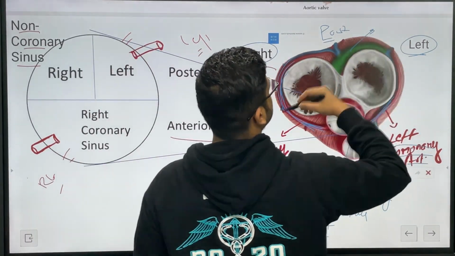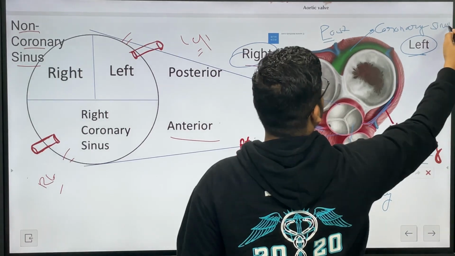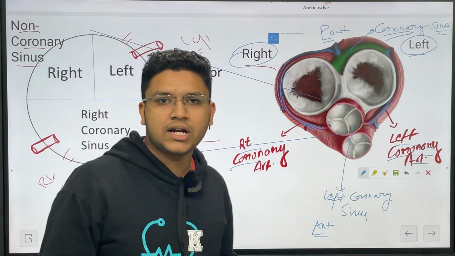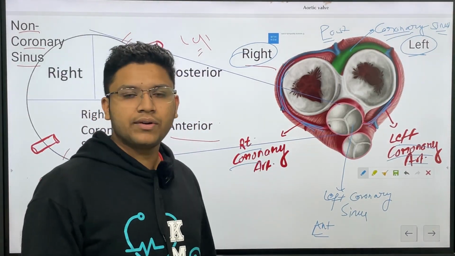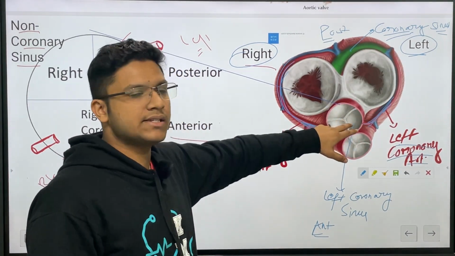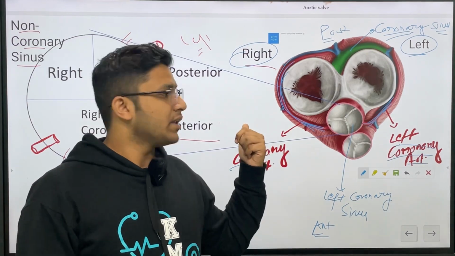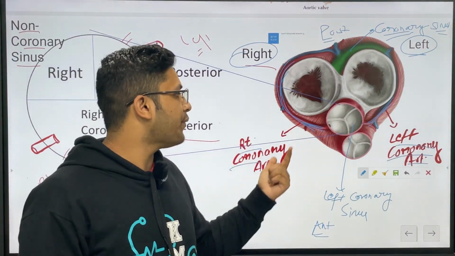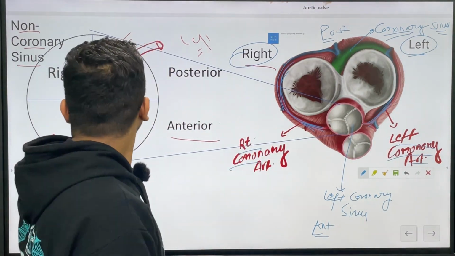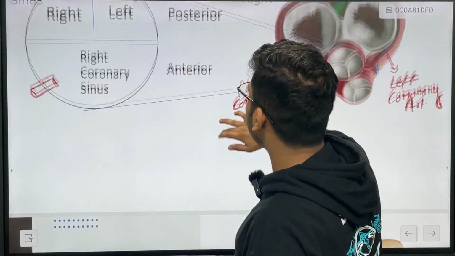And this is your coronary sinus. This we will discuss in venous drainage. Okay, so we discussed the coronary arteries, and we discussed how the coronary sinuses are formed. More precisely, these are all our sinuses, and out of them two are coronary sinuses, that is the left and right coronary sinus, which give origin to the right coronary artery and left coronary artery, and one is your non-coronary sinus because it is not giving any artery. So this is what we have to study in coronary sinus and the coronary artery.